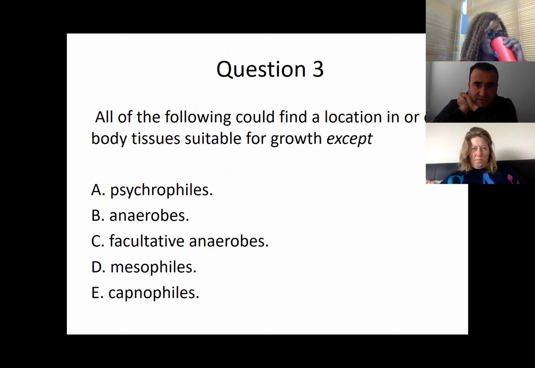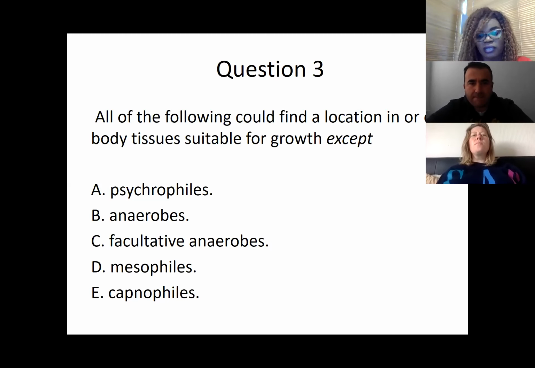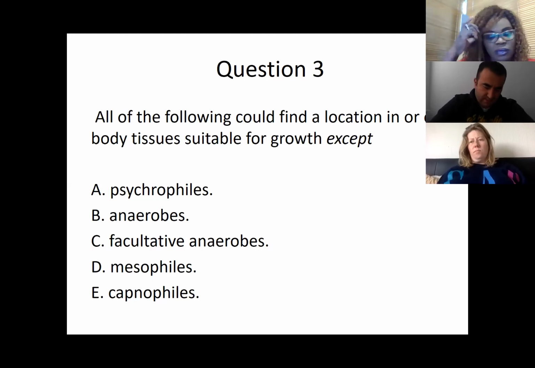No, the mesophiles, they will grow. Mesophiles are body temperature, so you have most pathogens going there. Is it psychrophile? A. It's A, exactly, because our body temperature is not that low. That's like refrigeration temperature. That's normally body tissues. But then the exception is Listeria, which is able to survive and grow in low temperature.